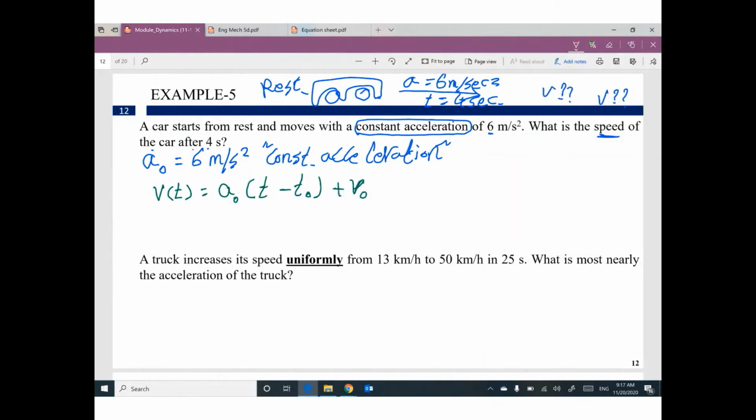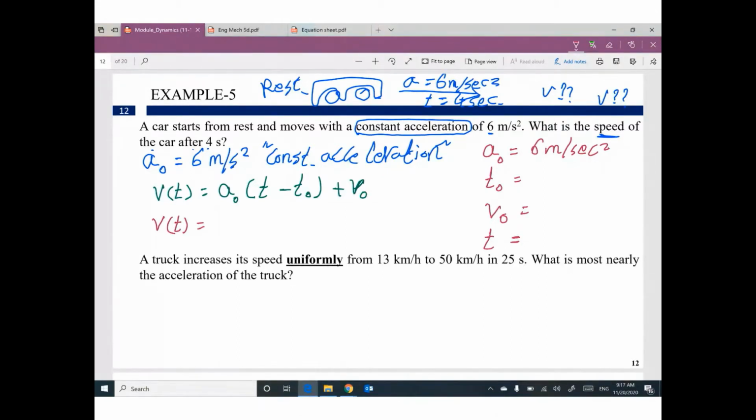Guys, what is the value of a naught? 6 meters per second squared. It's a given. What is the value of t naught? What is the value of v naught? And what is the value of time t, to finally figure out the velocity v? What do you think?